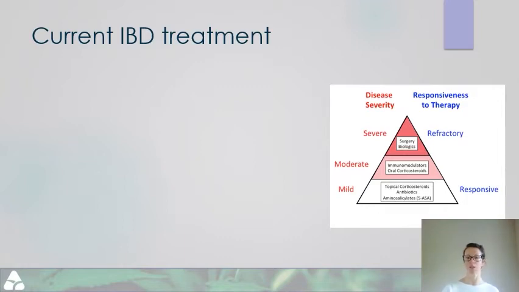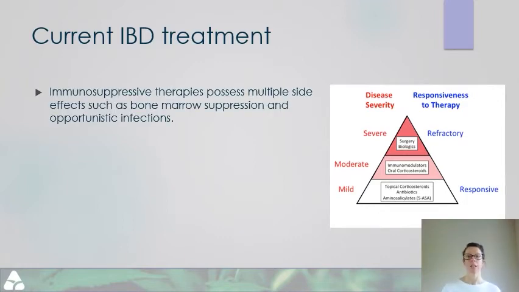up with having surgery. The immunosuppressive agents that are available for people with IBD do possess a lot of side effects, and this is one of the issues. There are well-known side effects with steroids, and specifically chronic steroid use, such as bone marrow suppression and opportunistic infections because you are immunocompromised.